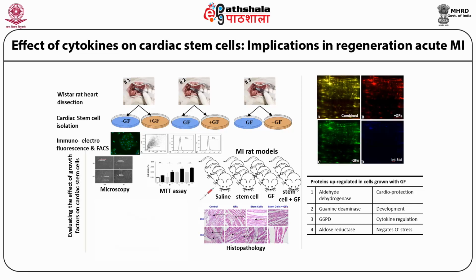They were aldehyde dehydrogenase, which is known to be cardioprotective, guanine deaminase, which is implicated in development, glucose 6-phosphate dehydrogenase, which is shown to be important in cytokine regulation, and finally aldose reductase that helps to negate oxidative stress. We therefore have comprehensively used proteomics to explain the possible benefits of using growth factors alongside stem cells for regeneration in acute myocardial infarction.